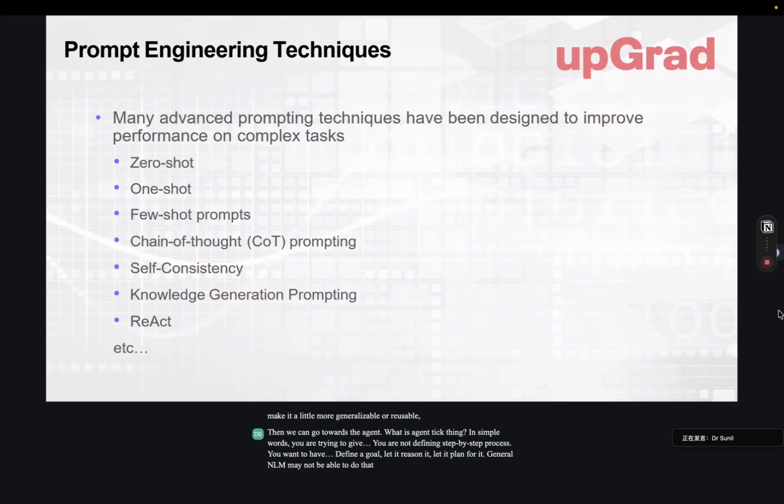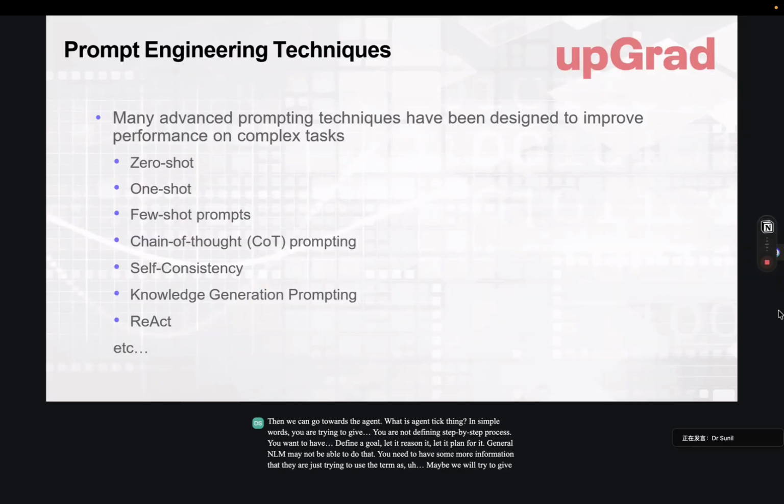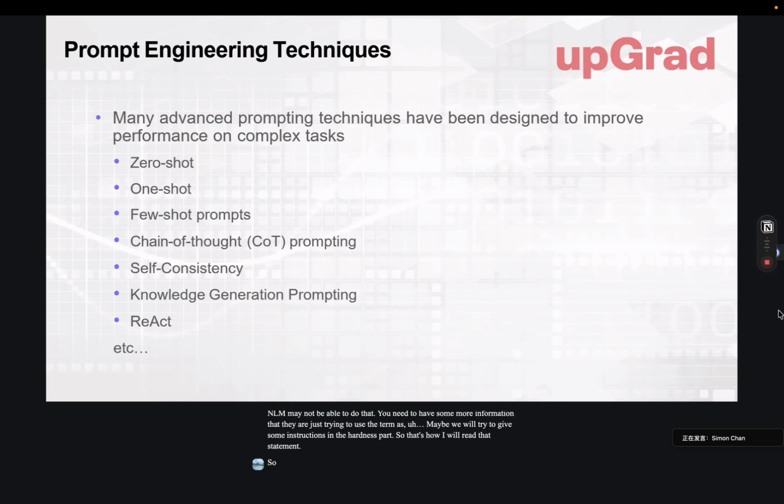You need to have some more information. They are just using the term because maybe we will give some instructions in the harness part. So that's how I would read that statement. I suppose there are a bunch of tools embedded inside the LLM, and also another set we call the harness outside the LLM. So there are two parallel tracks that keep developing to make the AI even stronger. Thank you very much for your comment.